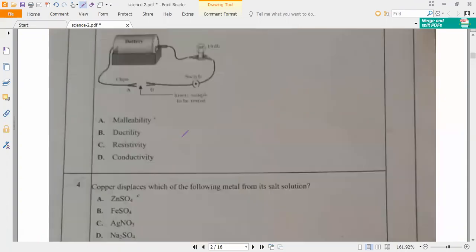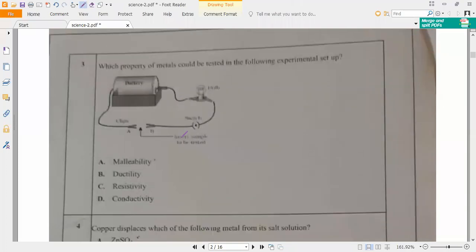Next, coming to the third question, there is no difficult question for you. No question will go beyond your boundary. You can check it, all of you. We want centum, that's all.